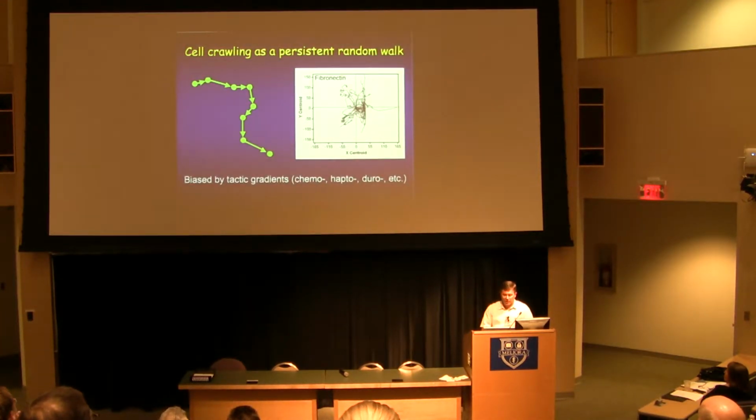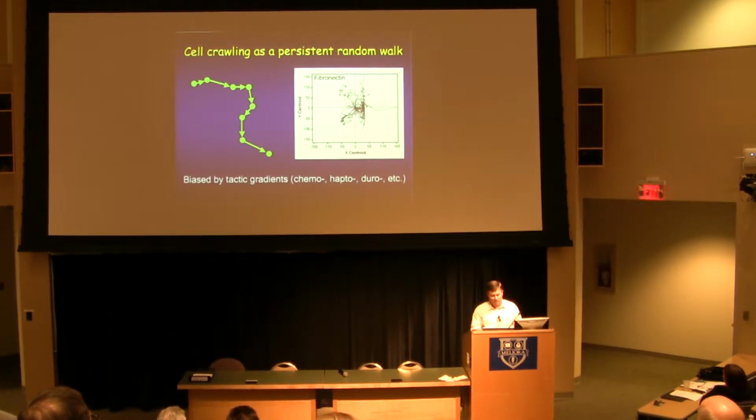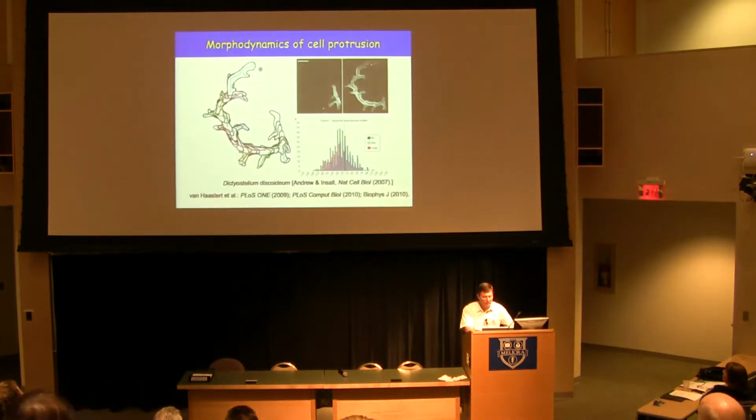Now we're all familiar with cell tracking, as Rob talked about this morning, and some of the different models that you can abstract from cell tracks. So you can think about cell crawling as a persistent random walk that perhaps is biased by tactic gradients of various types. So chemotaxis would be migration that's biased by a gradient of a soluble factor, haptotaxis migration biased by an immobilized factor, and so on. So various external cues can bias this process.